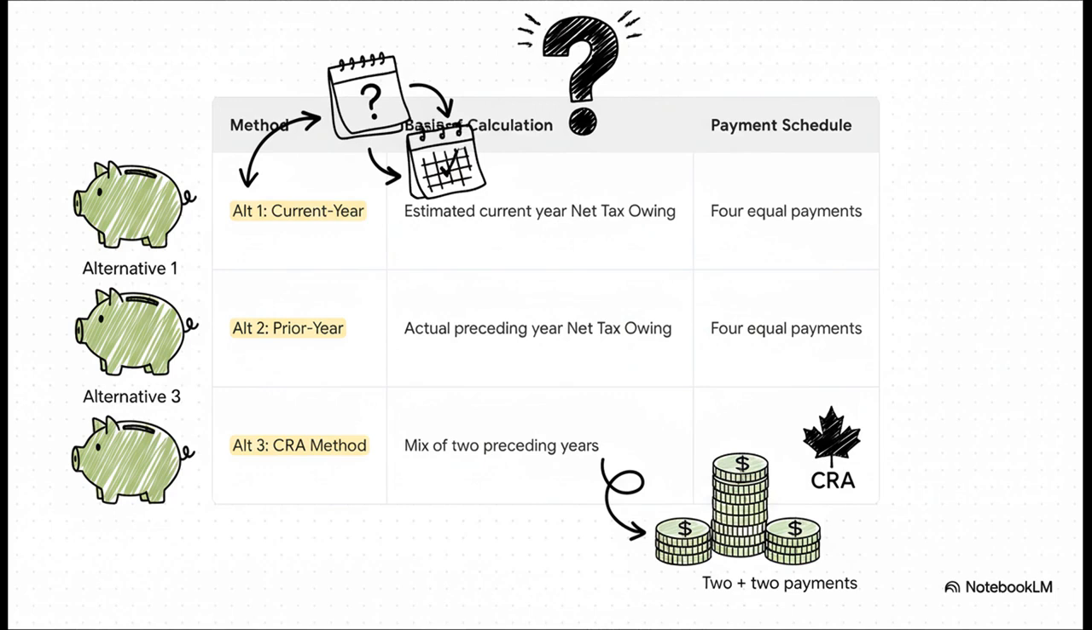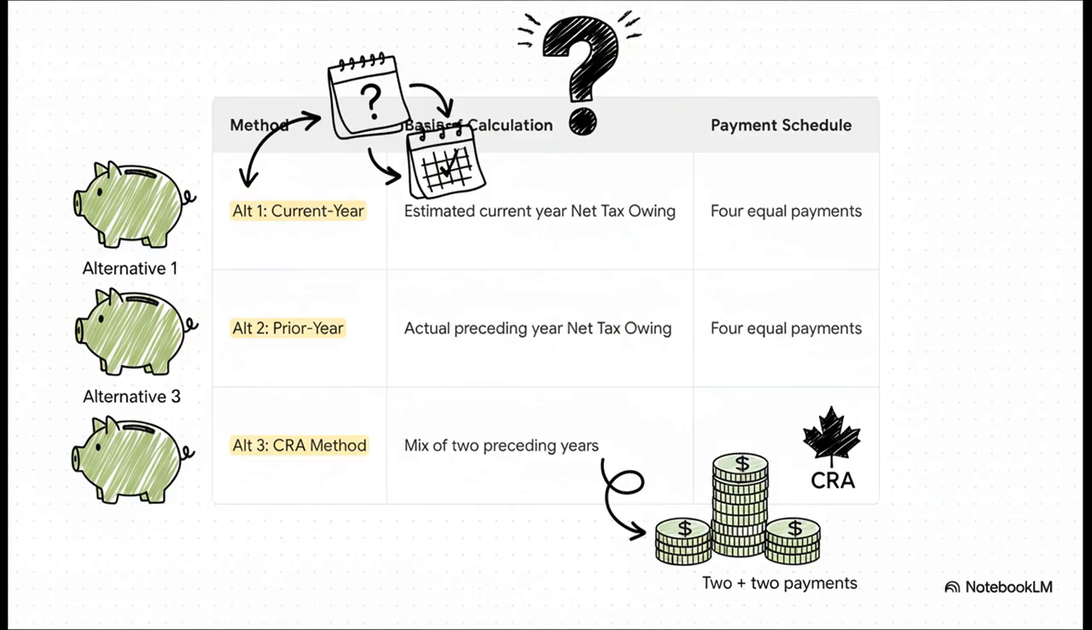Alternative 1, the current year method, is based on your best guess of what you'll owe this year. Alternative 2, the prior year method. This one's often the easiest. It's just based on what you actually owed on last year's tax return. And then there's Alternative 3, which a lot of people call the CRA method, mostly because it's what they use on their installment reminders.